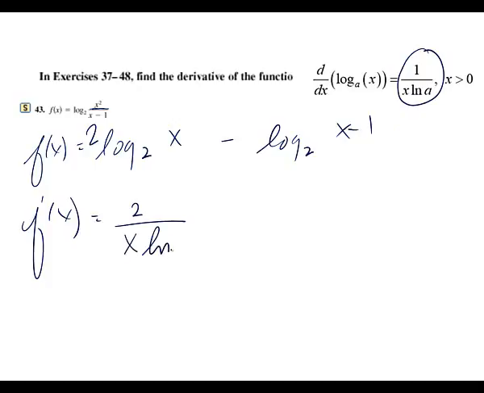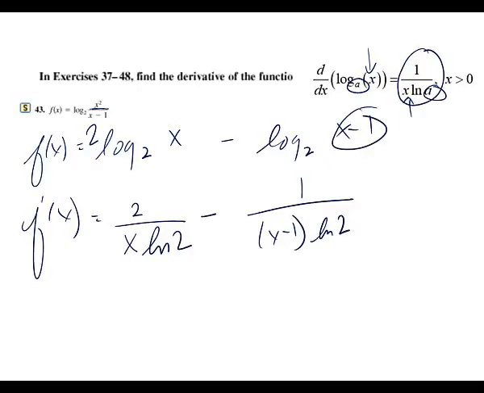x natural log of 2, right? 2 is the number, right? It says it's in the base there, so whatever's in the base. Minus 1 over whatever's on the inside, right? So the x minus 1. And then natural log of the base. And then chain rule. Am I going to get anything out of the chain rule there? No.